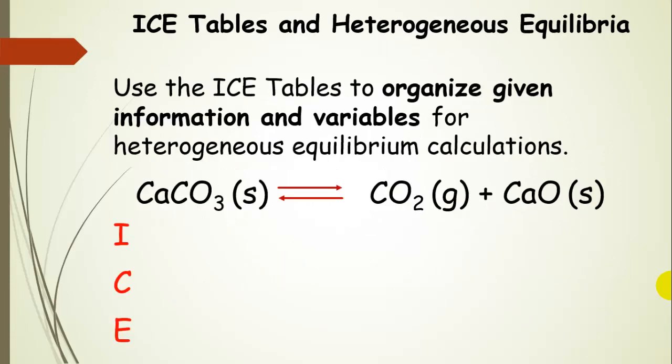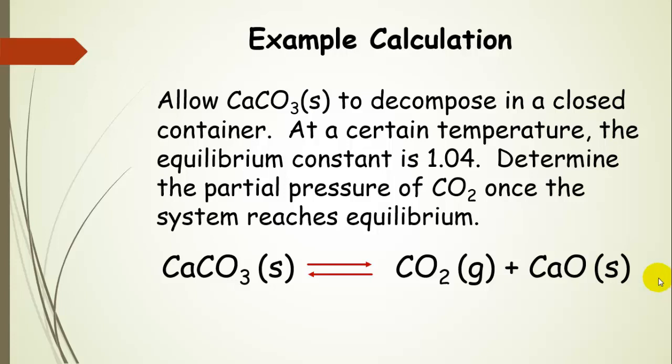We can use ICE tables to organize our information for heterogeneous systems in a very similar way to our homogeneous systems. So let's look at an example using an ICE table to solve an equilibrium problem for a heterogeneous equilibrium. We're going to put calcium carbonate in a closed container, and at some temperature, the equilibrium constant for this reaction is 1.04. Now, we want to determine the partial pressure of carbon dioxide once the system reaches equilibrium.